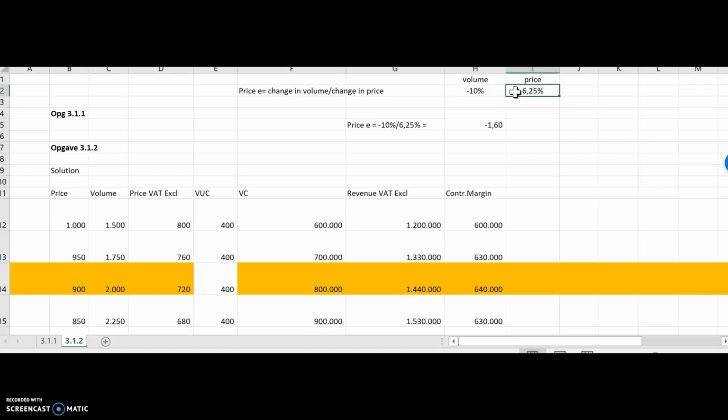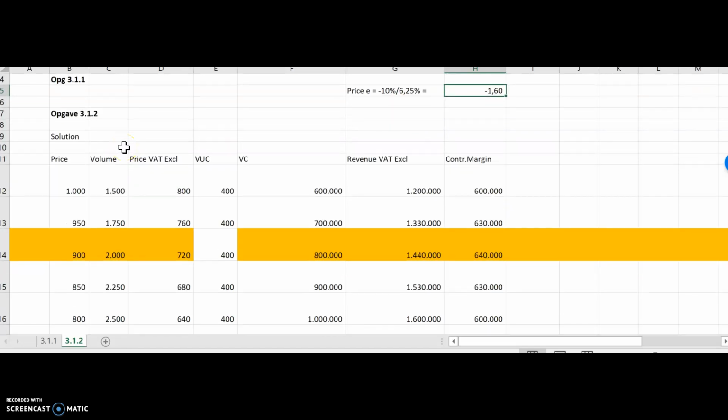So if you increase price by 50, from 800 to 850, then it is a change, a plus of 6.25% in the price. That means that the price elasticity is minus 10% divided by 6.25%. It is minus 1.6. That means it is an elastic product. Okay, and next question, it is the optimum price.